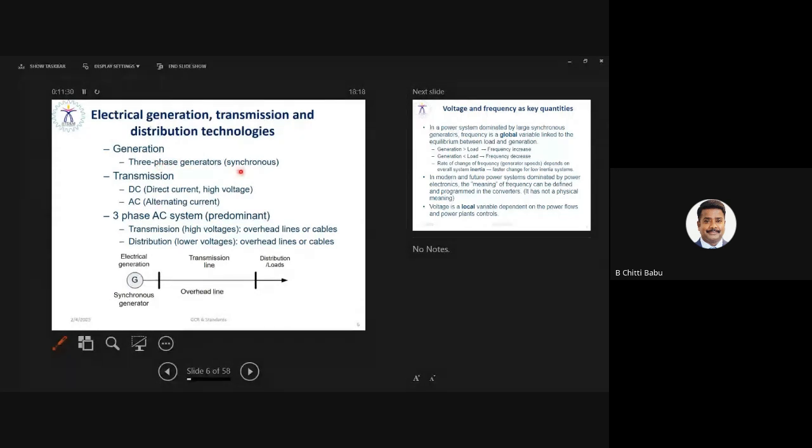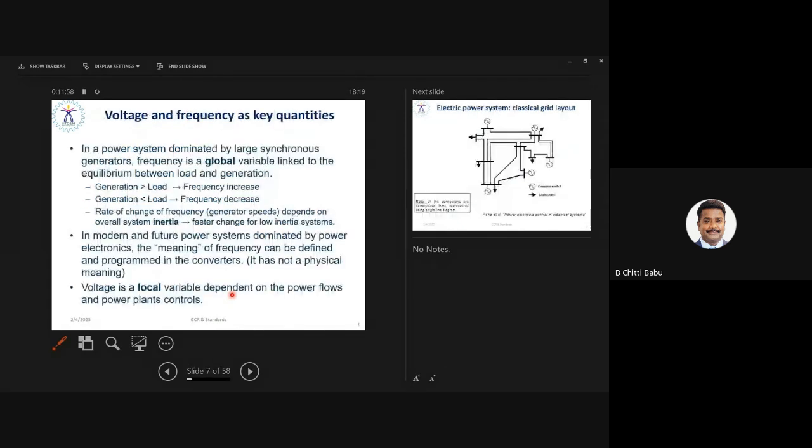Just to recall the fundamentals of the electrical power system in terms of generation, transmission, and distribution, we use a three-phase generator called the synchronous generator. And the transmission would be either in the form of DC, that may be, of course, high voltage or extra high voltage, or maybe high voltage AC transmission. And further, we have a three-phase AC system. It's very predominantly used across the globe. Maybe a transmission with high voltage overhead lines or cables, or distribution with low voltages, overhead lines, sometimes cable, according to the nature of the location, right? And this is the single line diagram, right?